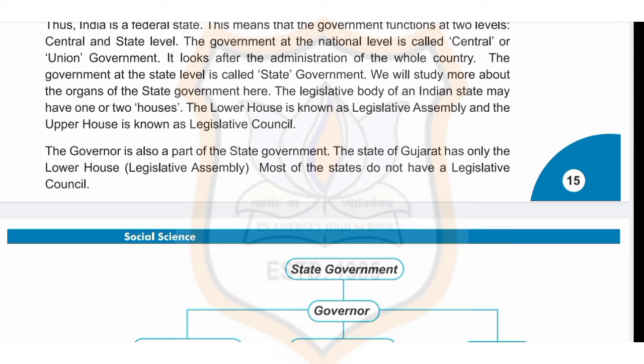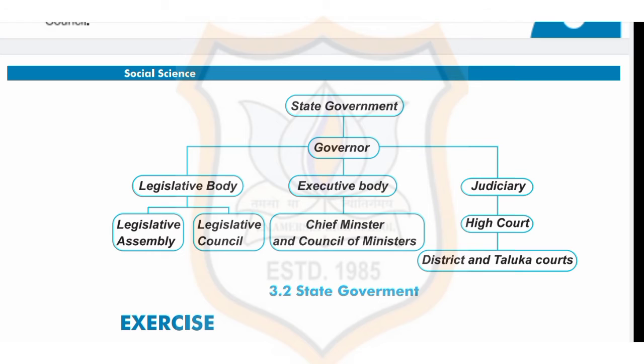Now, children, on page number 16, you can see the picture 3.2, state government. So, state government, on the top you can see the governor. Below that, the governor divides the work in three bodies, that is legislative body, executive body, judiciary. Then legislative body has two parts. One is the legislative assembly and other is the legislative council. Then executive body has chief ministers and council of ministers. And judiciary has High Court, District and Taluka Court.